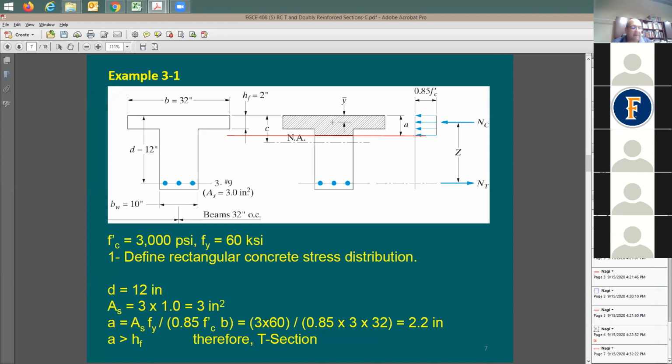Let me tell you what happened. In finding the compression block depth A, I divide by the width B, and B, the one I used in my equation, is equal to 32 inches, which means I assumed that this is going to be my section exposed to compression, the whole thing. You guys agree or no? Not really.